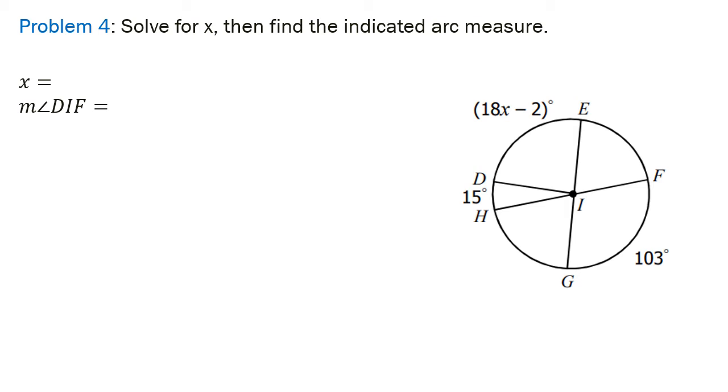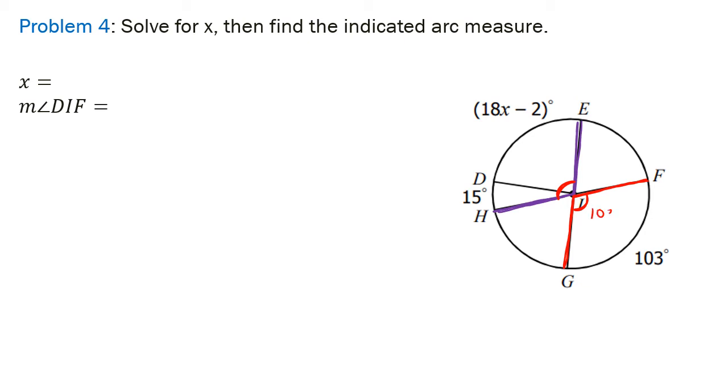So here they're asking us to solve for x and then find a specific angle. We need to figure out what x is, and one way to do that is we can notice that this angle right here that I'm marking in purple is a vertical angle of this angle right here, which means they are the same degree. So this angle and these two combined are going to be the same.